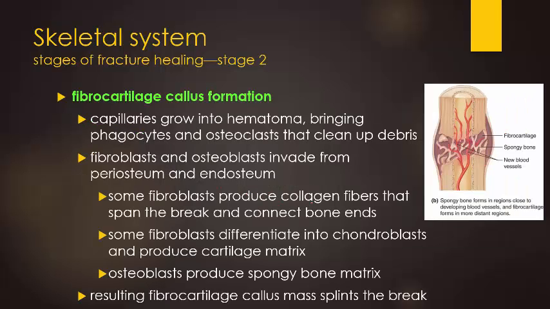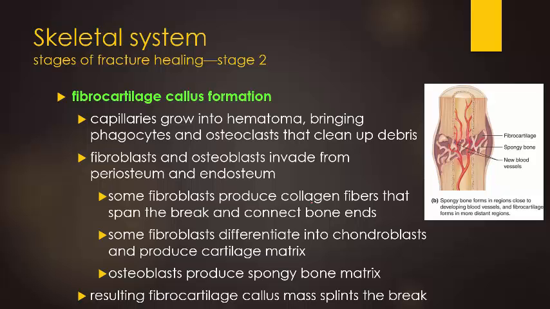Second is the formation of what's called a fibrocartilage callus. So the next thing that happens then is that blood vessels start to grow into that hematoma, and they bring with them phagocytes and osteoclasts that will do the work of cleaning up all the debris. So the osteoclasts will secrete their enzymes and their acids that will break down the bony material. Phagocytes will come sweeping through and clean up. They'll swallow or engulf and destroy any of the material that is found there in the bone break.